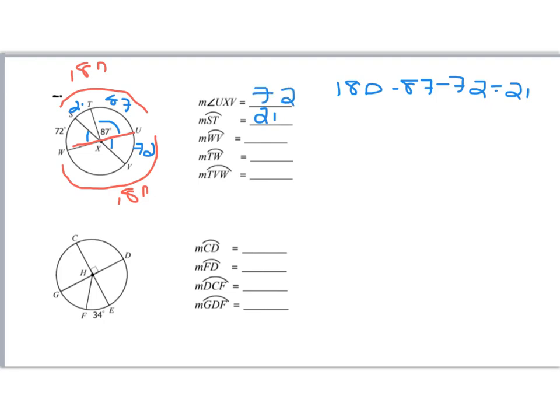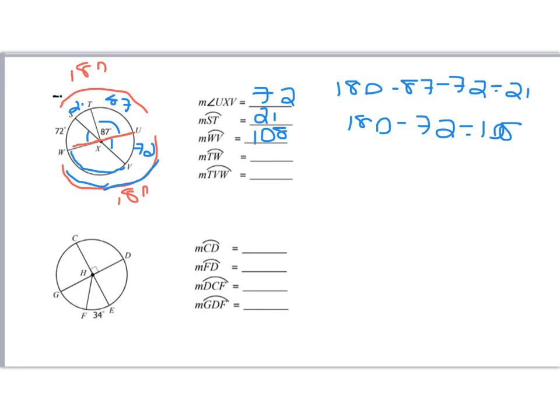Okay, now let's see, WV. We want the measure of WV. Again, remember this whole thing right here is 180. So if we go 180 minus 72, we get 108. So this is 108.